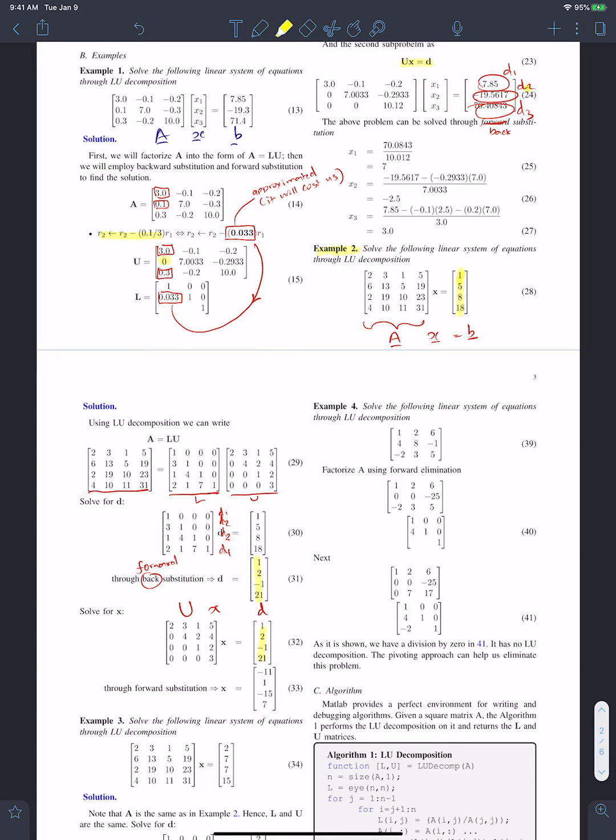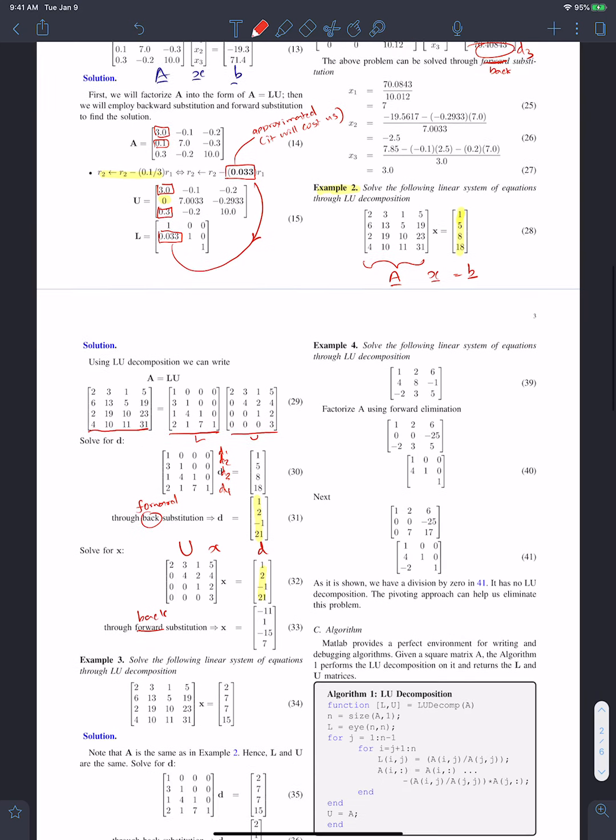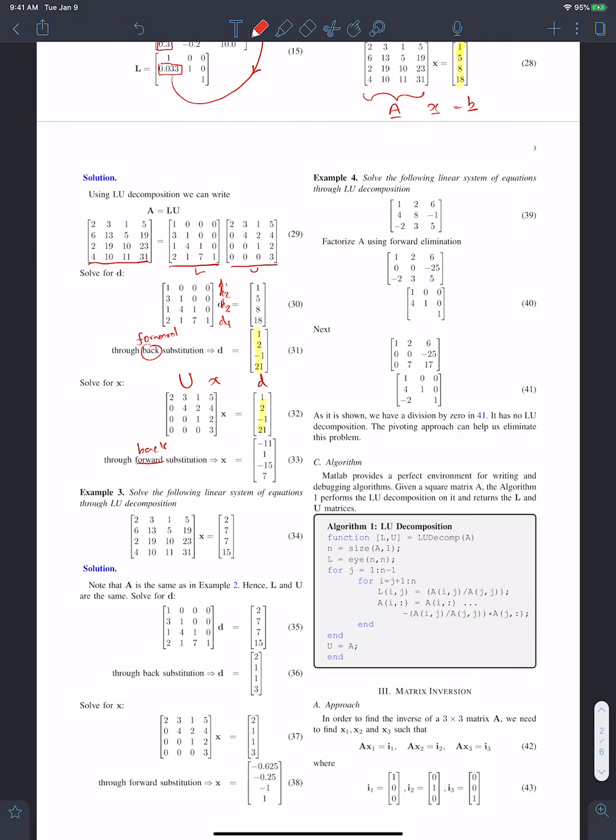Now we will use back substitution to get X. So that's an example that you should try. If you can do this example, get the same results, and you understood LU decomposition. Now here is another question, just to elaborate more on LU decomposition. Solve the following linear system of equations through LU decomposition.